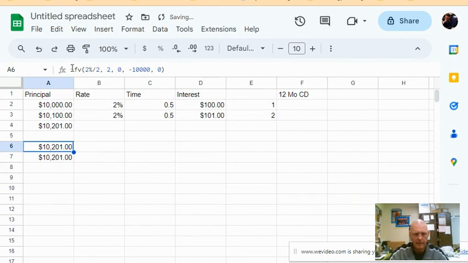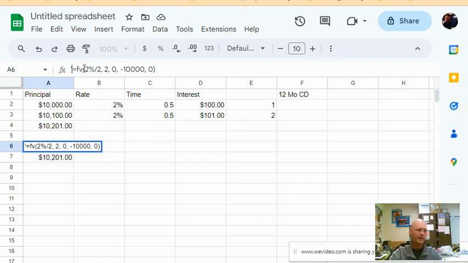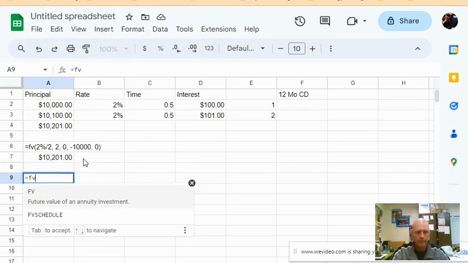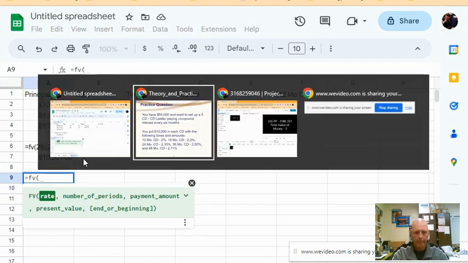Now, the thing I like to do is I like to put an apostrophe before the equal sign, and it'll then show me my formula, right? It'll ignore the equal sign like it's doing math, and it'll just type out the letter and number combination that I have. So here I can see what I wrote. Here is the formula that did the math for what I wrote. So future value.